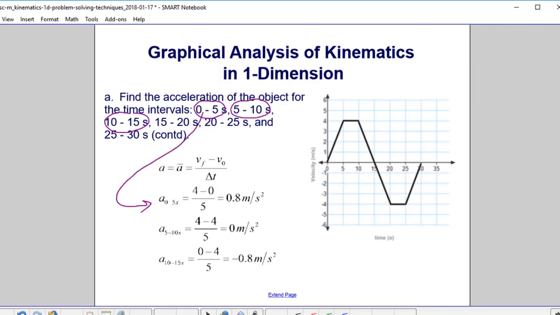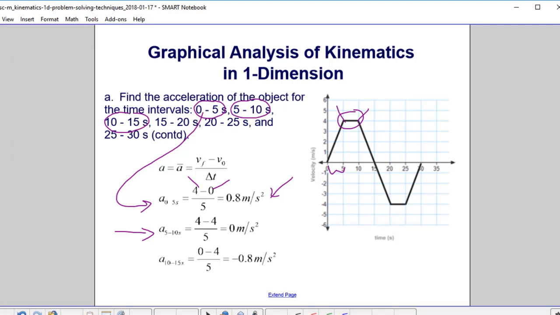You see the velocity at the 5-second point is 4. At 0 seconds, it's 0. You divide by 5, which is the time interval. It's a 5-second interval, and we get 0.8 meters per second squared. Now, let's go to the next one. Here, at 10 seconds, it's 4, and also at 5 seconds, it's 4. So you have 4 minus 4 over 5. That's 0 meters per second squared.